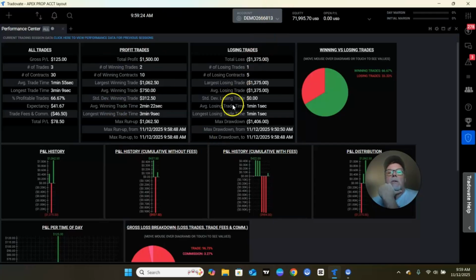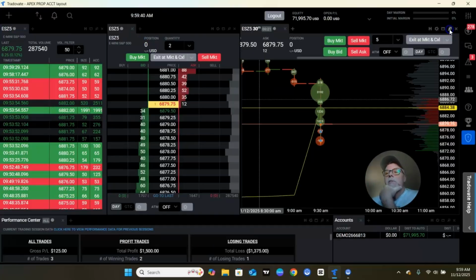We certainly wouldn't be doing this with a live account with 5 contracts or anything like that. I'm just trying to show you with the leverage that futures will give you with 5 contracts. You know, every point is $250.